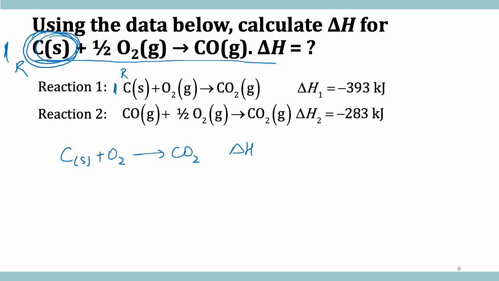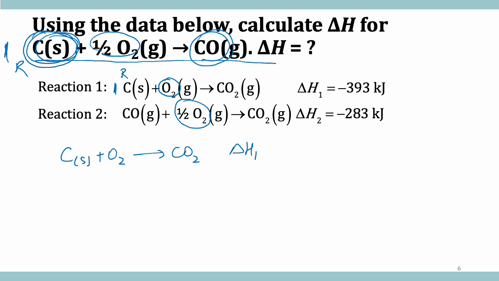And delta H1 is given to me. Okay. Next, I need half oxygen. Where is oxygen? Oxygen is in the top reaction and the bottom reaction. Because it's common to both reactions, I will leave oxygen for the end. I will figure out and balance my oxygen at the end. I'll focus on another reactant or product.